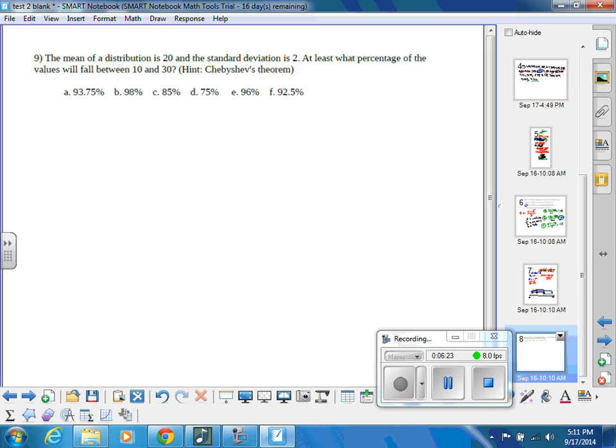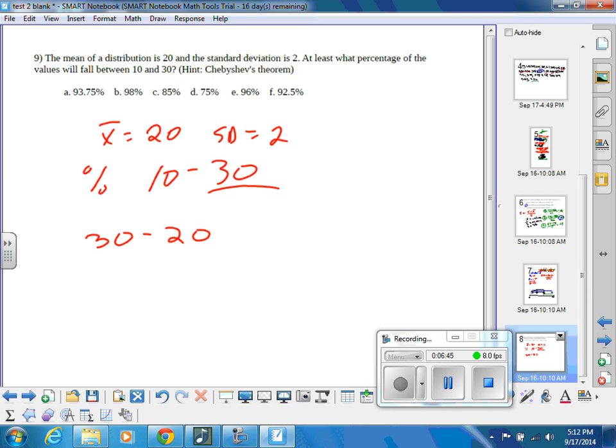In this case, it's actually really easy. The first thing I want to do is note I have my mean, x-bar, and the standard deviation is 2. I need to know the percent between 10 and 30. To figure this out, the first thing I do is take my highest number, my upper range, 30, and subtract the mean from it, okay? I do this, and I end up with 10. Now I take this 10, and this is what I need to do to find the k for Chebyshev. I take the 10 and divide by 2.